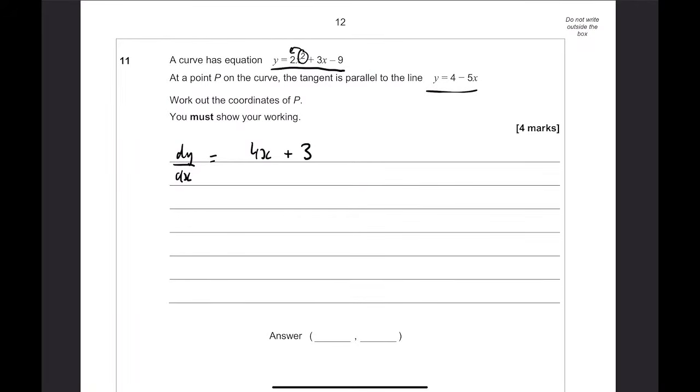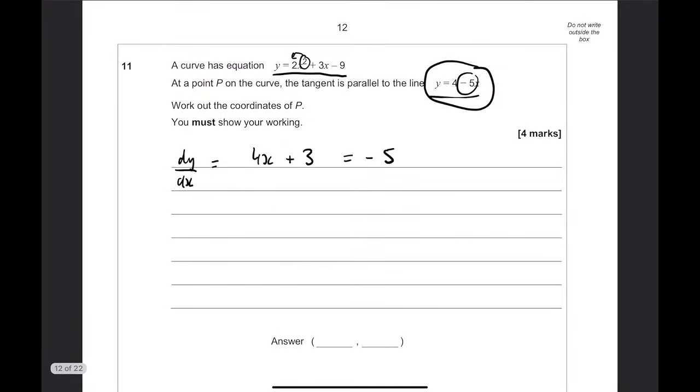And because it has to be parallel, this line has a gradient of minus 5. So we know that this must equal minus 5. All we have to do now is solve that value. So 4x equals minus 8, so x equals minus 2.